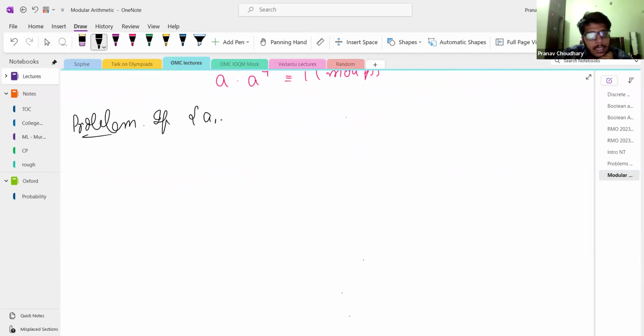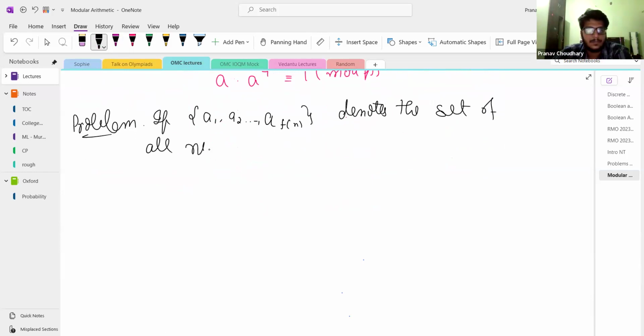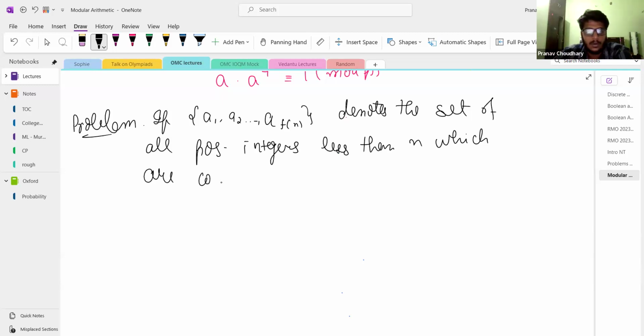If A1, A2, so on till A f of n denotes the set of all positive integers less than n, which are co-prime to n.